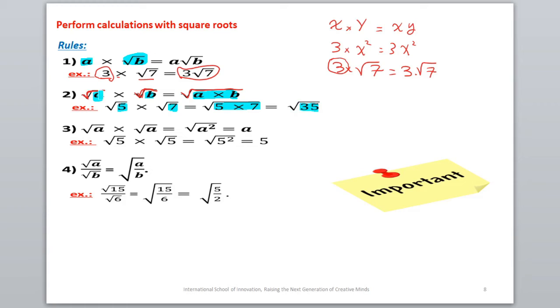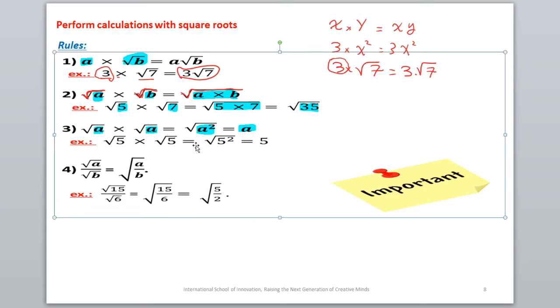If we apply this to radical A times radical A, what does it mean? It is equal to radical A times A, which is radical A squared. And we know from the previous part that radical A squared is equal to A. Let's take an example with numbers. Radical 5 times radical 5. What does it equal?